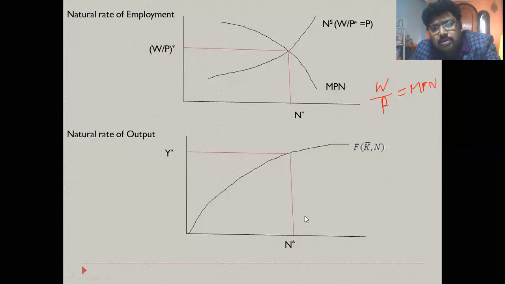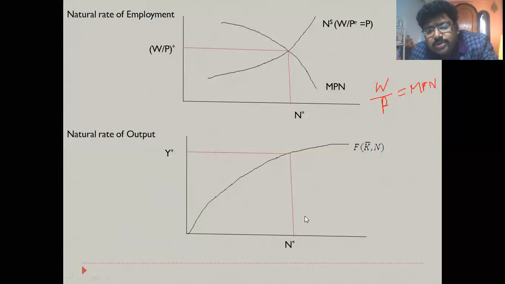As a result of that, the price of the product will increase. As there is an increase in the price level, the real wage rate will fall. As the real wage rate falls, the producer will hire more labor. So employment will increase, unemployment will reduce.